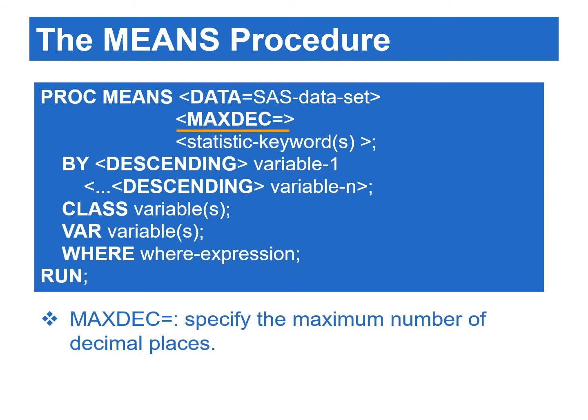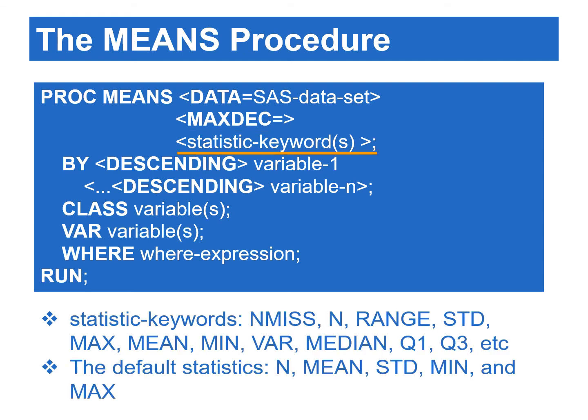We can use PROC MEANS to calculate descriptive statistics for numerical variables. The MAXDEC equals option is used to specify the maximum number of decimal places to display statistics in the output. The default decimal place is 7. We can request the statistics to compute by specifying statistic keywords. Without specifying statistic keywords, the default statistics, such as N, MEAN, STD, MIN, and MAX, will be computed.